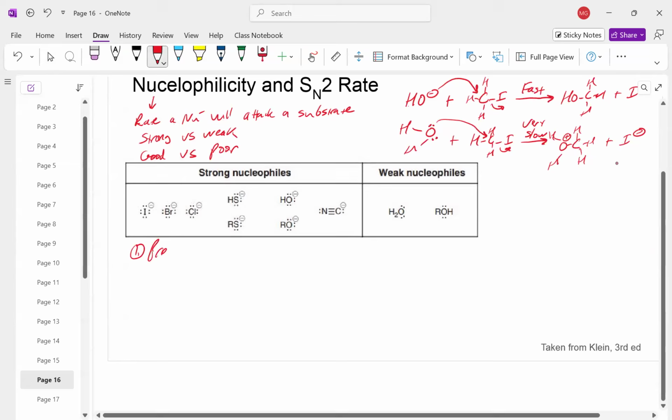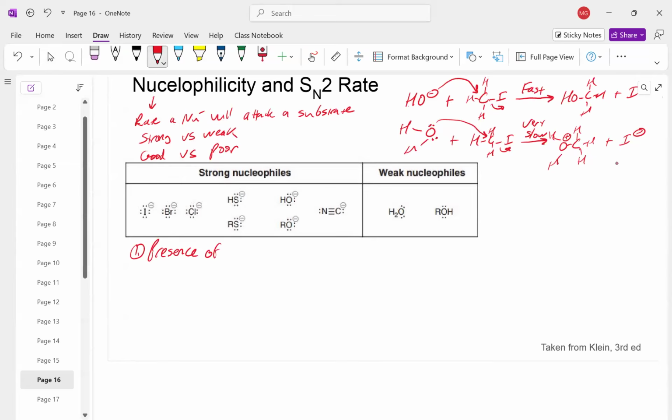Number one, there's the presence of a full negative charge, versus in the case of a weak nucleophile, there are only partial negative charges. So these oxygens over here don't have a full negative charge, whereas all of these nucleophiles over here have that full negative charge.